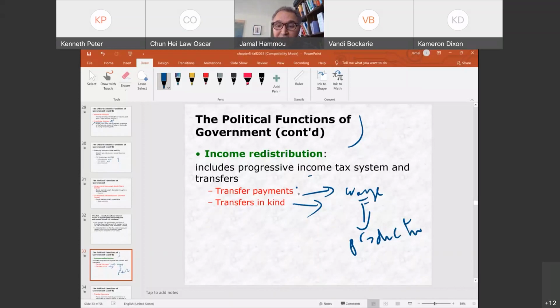And there's also what's called transfer in kind. Instead of giving you money, I will give you specific things. I give you a voucher, for example, for housing. I will give you a voucher for school, or a voucher to pay for medical bills and stuff like that. So there are two ways you can do the transfer.